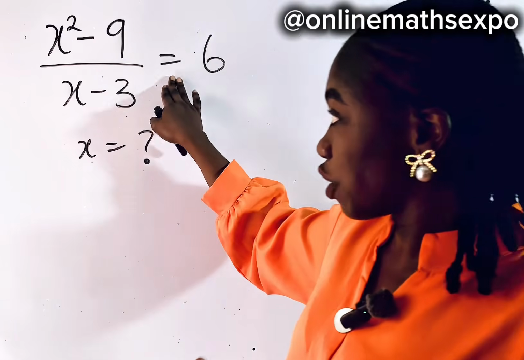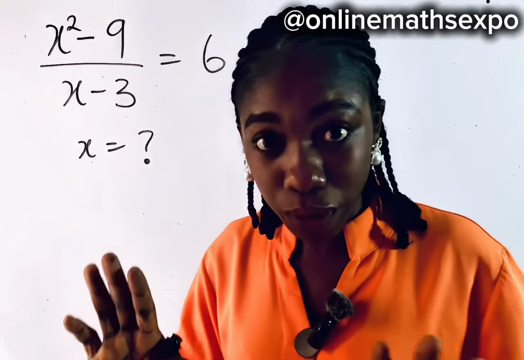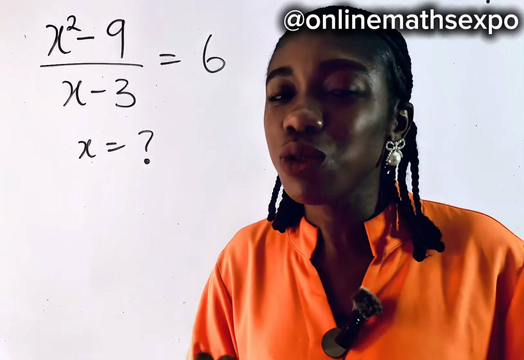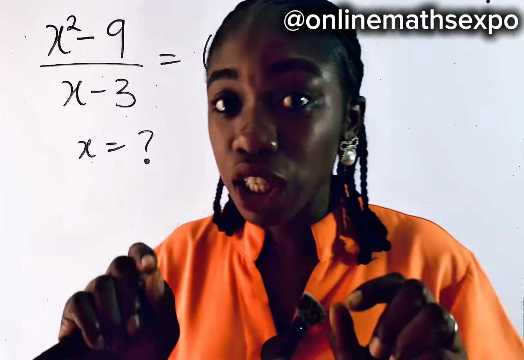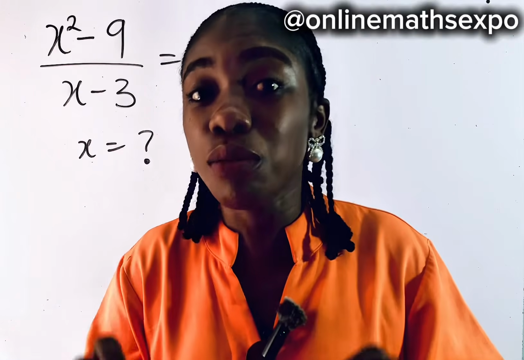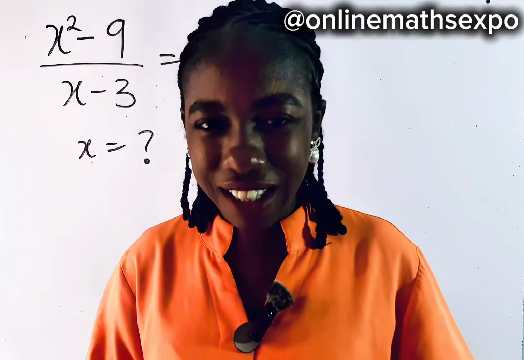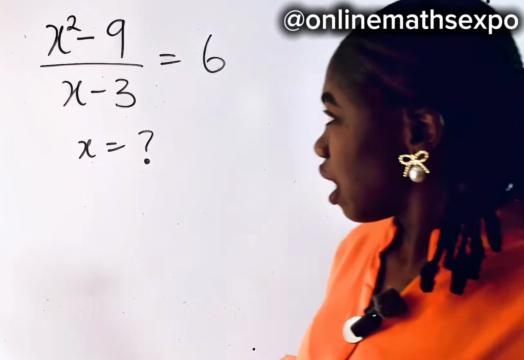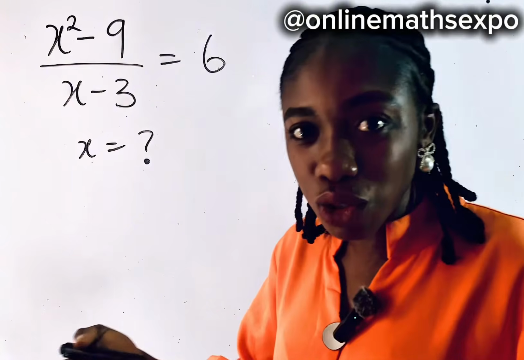This is an equation gotten from a rational function. So what we need to do first is to identify the domain of this equation. It helps you to know the possible values of x. Now let's identify the domain. How do we get the domain? How do we know it?